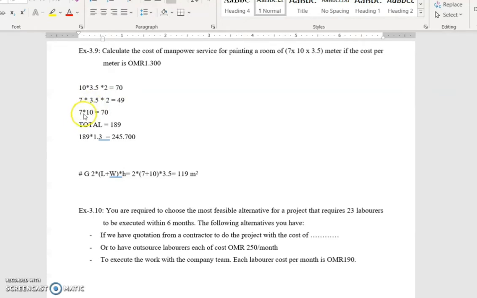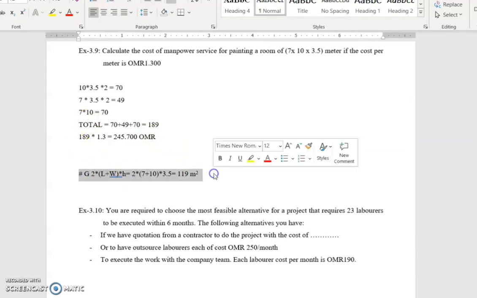Then the ceiling, we will paint the ceiling also, 7 into 10. It will be 70 square meters. So these are all square meters. And then the total will be 70 plus 49 plus 70 equals 189 square meters. This total will be multiplied by 1.3, then we will have the amount of Omani riyals, the cost of painting this room.